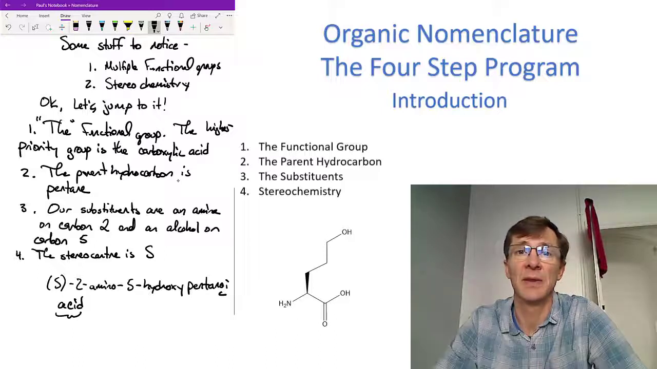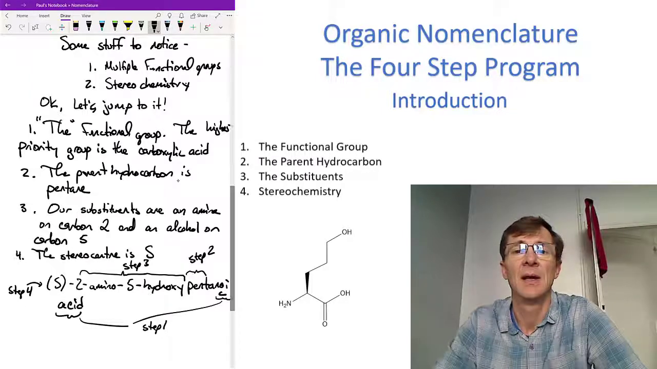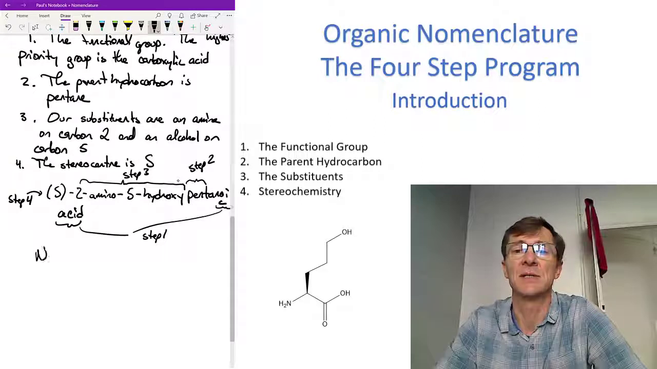This method works for everything. You can name any organic molecule using these 4 steps, though I will grant you at some point it gets more complex than it's worth and we just give it a common name. But this is our full process. Step 1, giving the functional group. Step 2, the pentane, being the parent hydrocarbon. Step 3, the 2-amino 5-hydroxy, is our list of substituents, their positions and information. And step 4, finally, stereochemistry, gives us S.